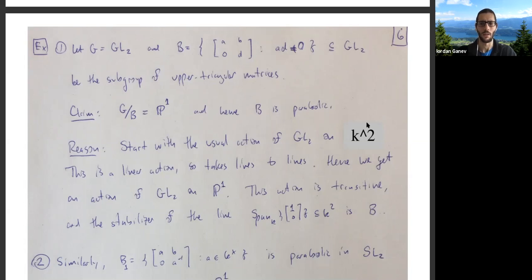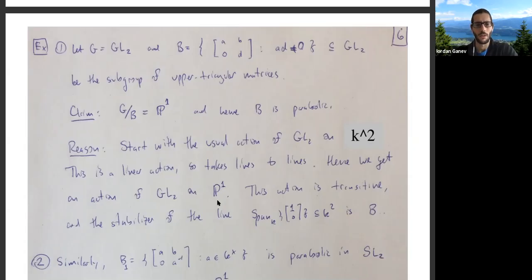So any line in K2 gets sent to another line under the action of any element in the group. And that means we get an action of GO2 on P1, P1 being just the projective space of K2. And you can also see that this action will be transitive. So if we have any line, there's some element of the group that takes your standard line, let's say the span of the first basis vector, to that line. So any two lines are related by an action of the group.